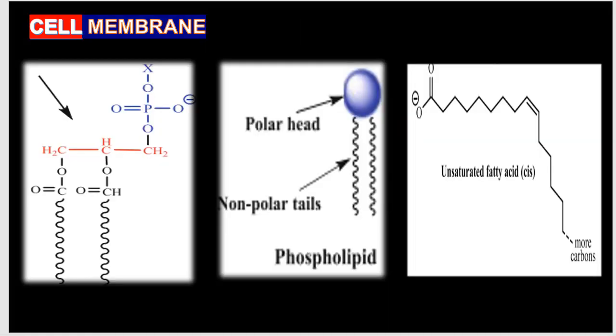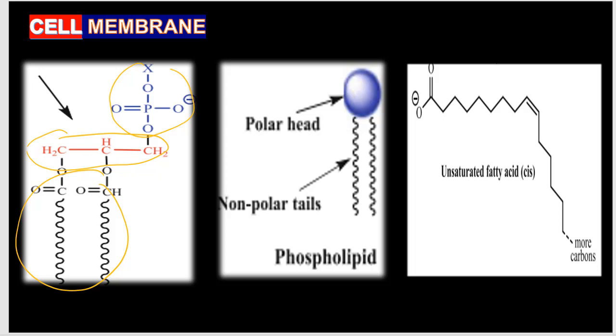Now let's see something more about this cell membrane. First, the composition of the cell membrane. The cell membrane is a phospholipid bilayer, and it also has some glycoproteins additionally. Phospholipid means two fatty acids connected to the hydroxyl groups of the glycerol, and the third group is the phosphate group connected to the hydroxyl.